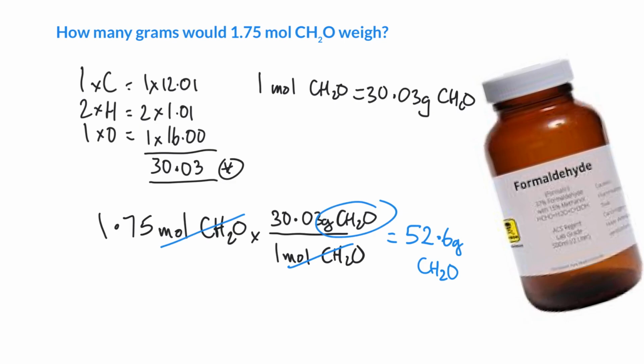So you can see, in recap, we really just add up the weights of all the atoms for every molecule we have, and that gives us the number of grams 1 mole of that molecule would weigh, and we use that as a conversion factor. Good job.